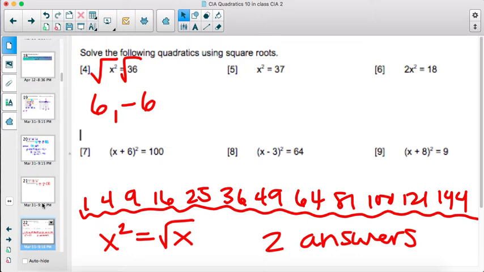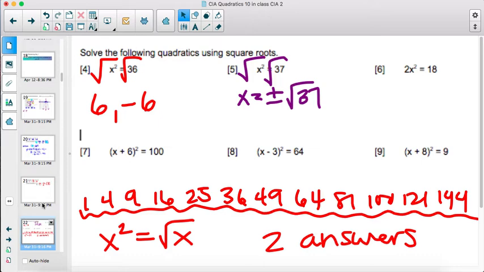All right, when we try the next one, we're going to do the same process. The opposite of squaring is square rooting, so I'm left with x equals, because the square and the square root cancel. The problem is 37 isn't on our list, so we're just going to leave it as positive and negative root 37.